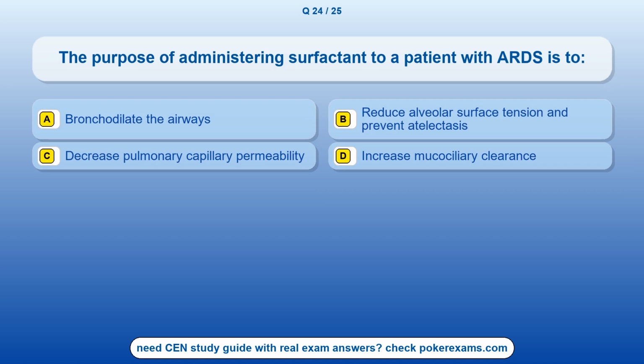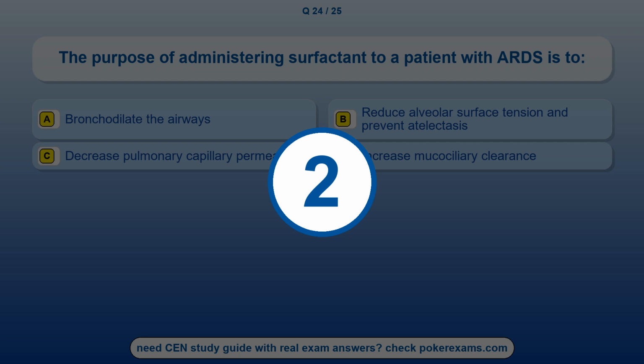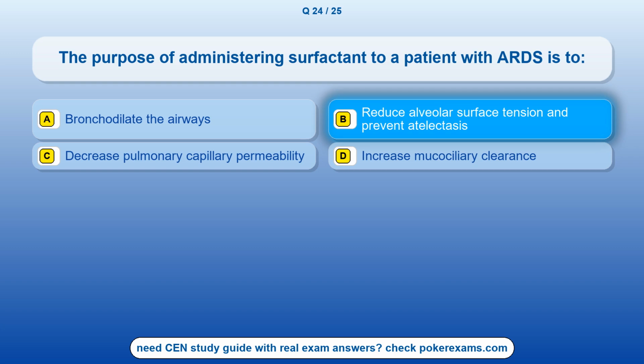Question 24. The purpose of administering surfactant to a patient with ARDS is to option A, bronchodilate the airways, option B, reduce alveolar surface tension and prevent atelectasis, option C, decrease pulmonary capillary permeability, option D, increase mucociliary clearance. The correct answer is option B. Reduce alveolar surface tension and prevent atelectasis.